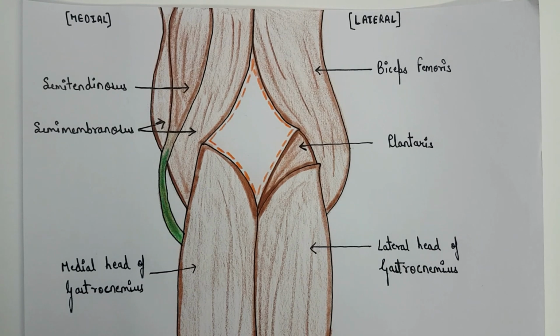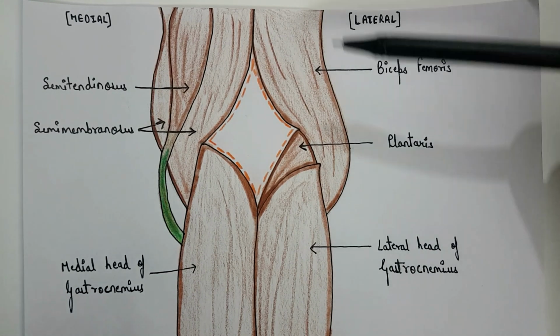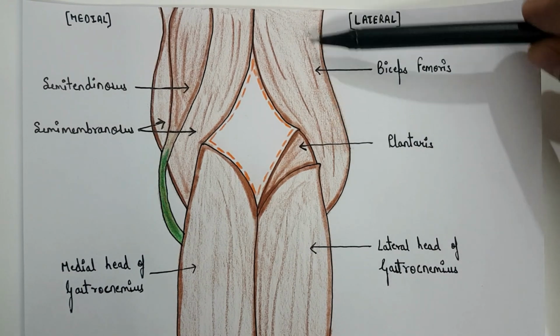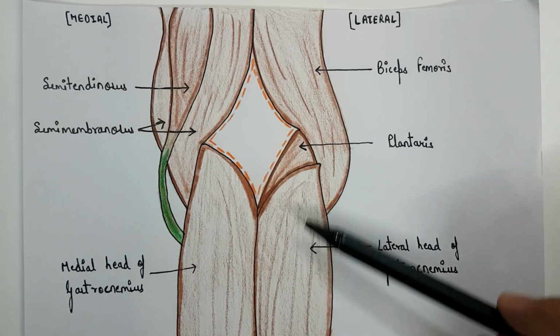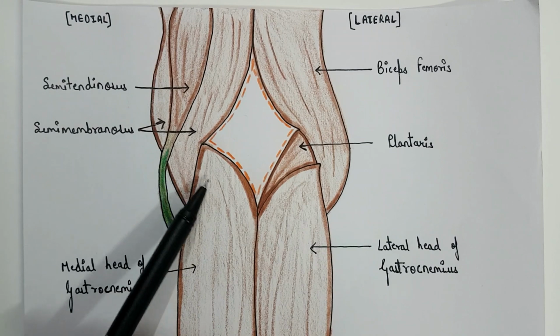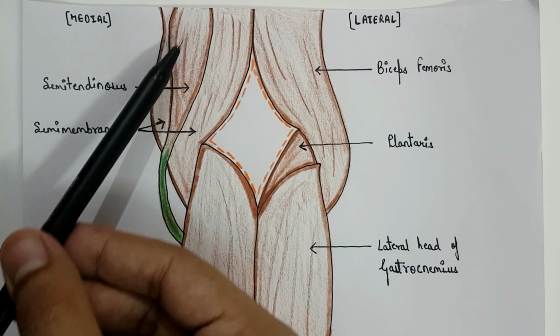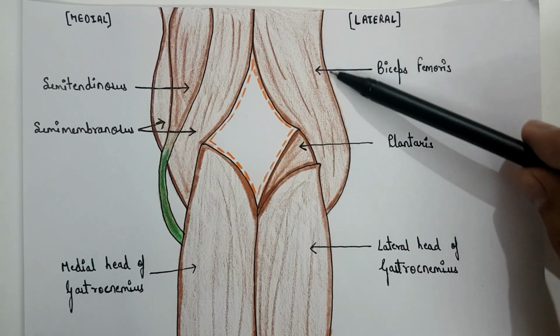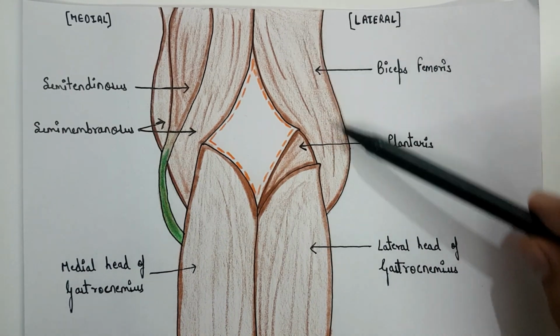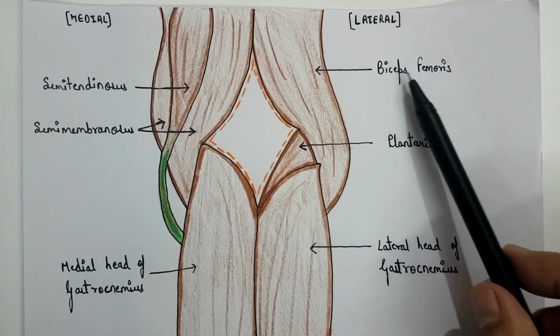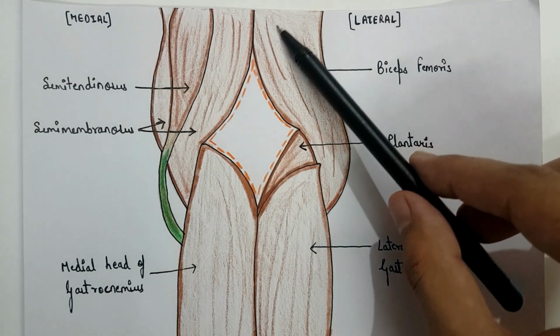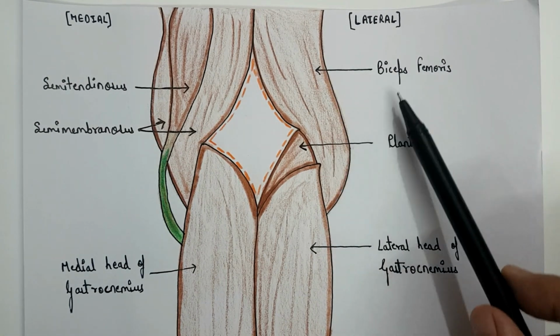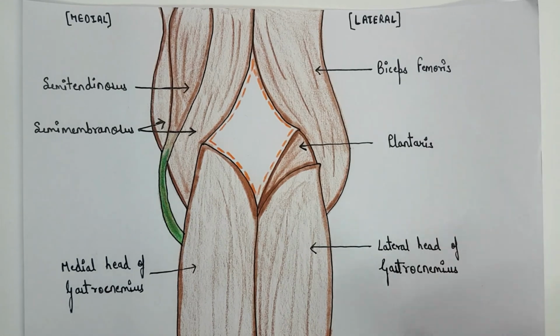Now this diagram represents the boundaries of the right popliteal fossa, in which this is the superolateral boundary, this is the inferolateral boundary, this is the inferomedial, and finally this is the superomedial boundary. Therefore, the superolateral boundary, that is this one, is formed of a muscle known as the biceps femoris. Superolateral boundary formed by biceps femoris.